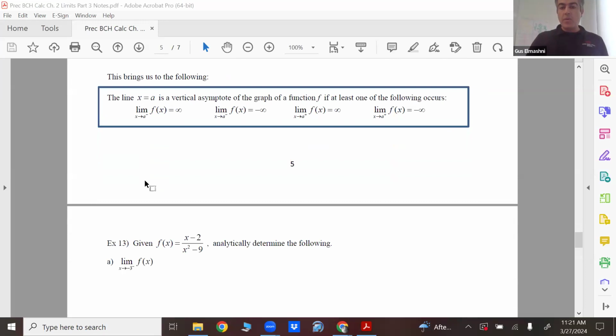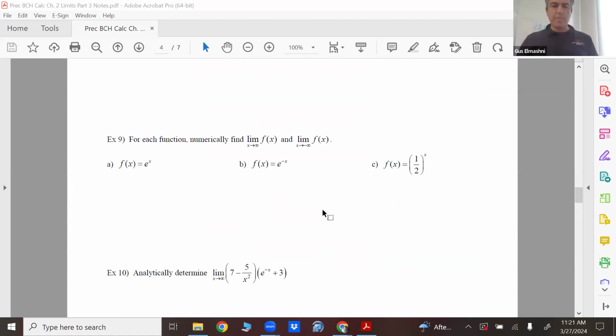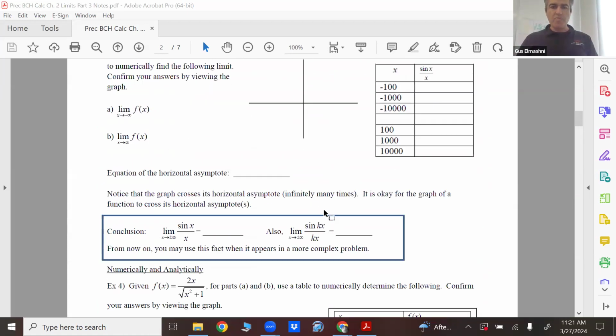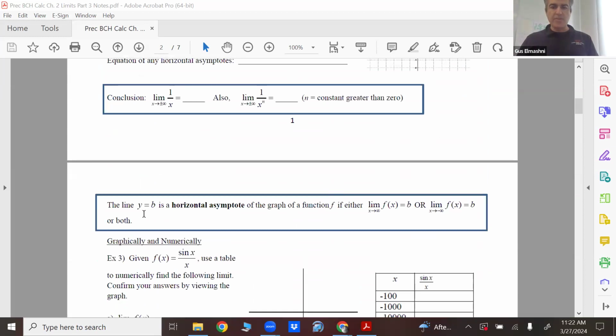So when this happens, x approaching a from the left or a from the right, it could be either one, positive or negative infinity for the outcome. That's the true definition of vertical asymptotes. And earlier on, that's the true definition of horizontal. Those are the two big takeaways.